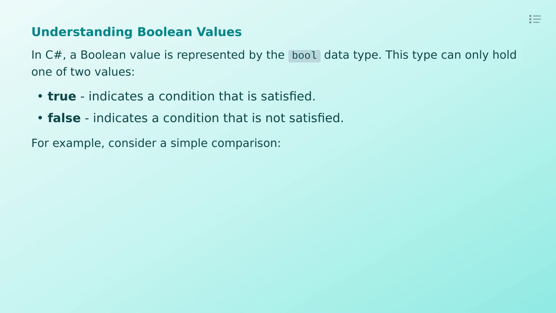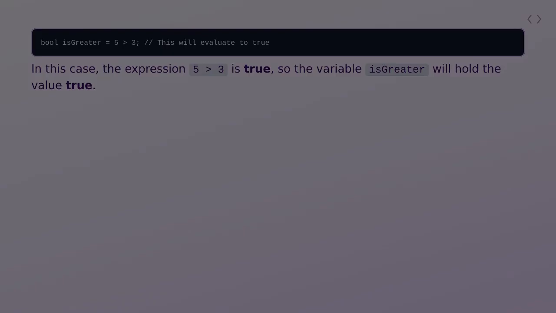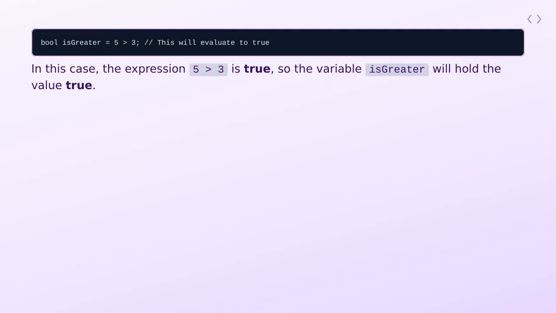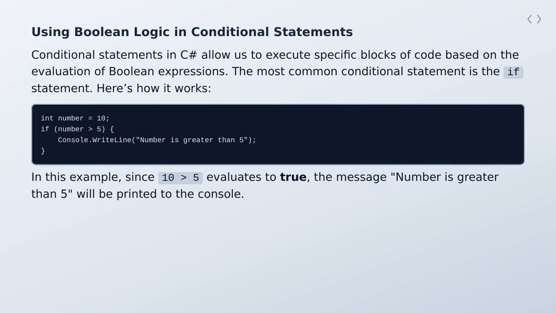For example, consider a simple comparison. See the example on this slide. Pause if you want to study the details. In this case, the expression 5 greater than 3 is true, so the variable isGreater will hold the value true.